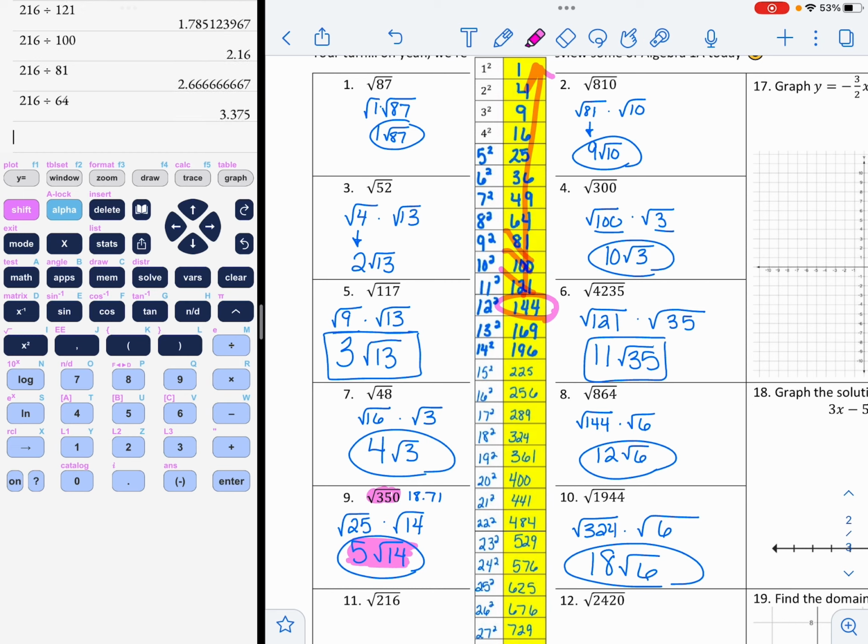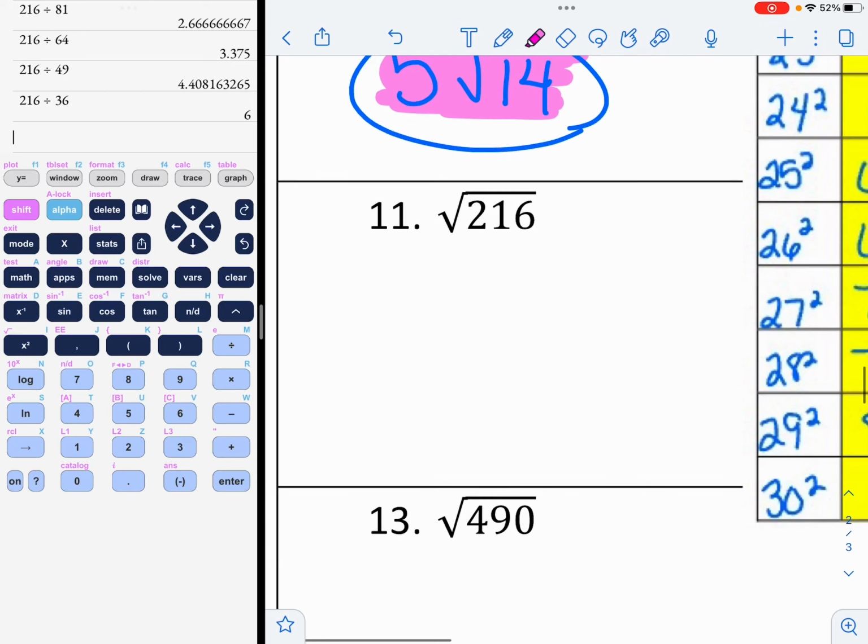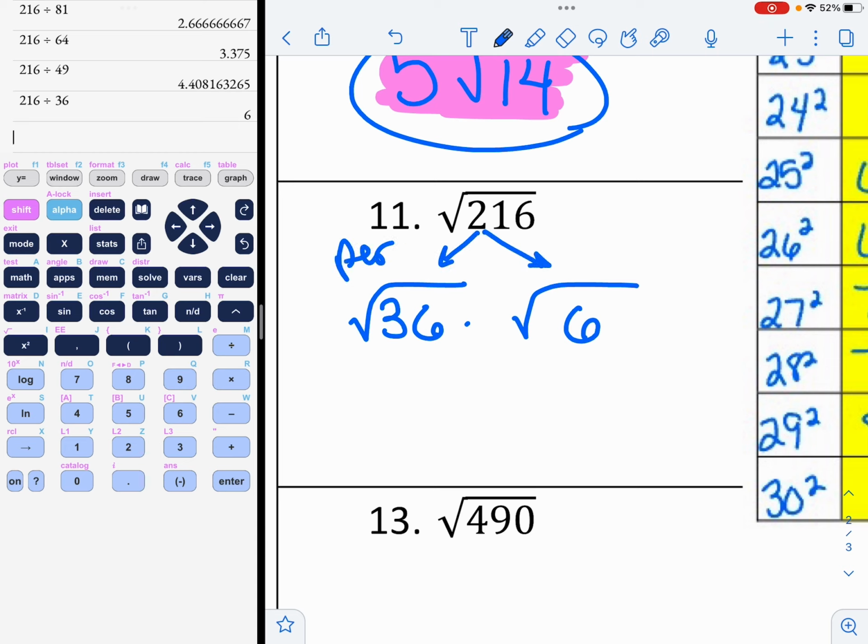Okay, so you caught on. Did that work? No. Okay, now what do I try next? 49. And did that work? Nope. Okay, now what do I do next? 36. Did that work? Yes. Okay, so it's 36 and 6, which is okay because I'm writing the same thing in a different form. I'm just breaking it down to its factors. This one's the perfect factor, and this one's what I call the leftover.